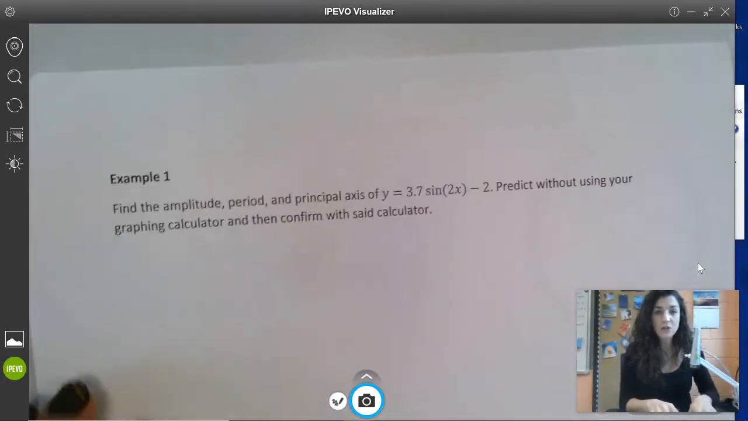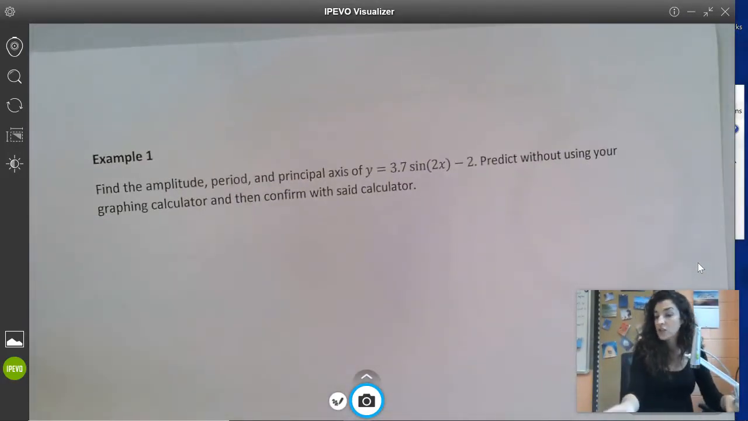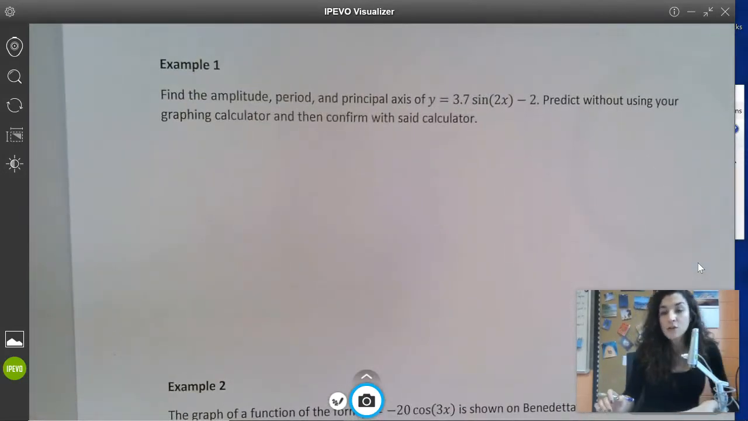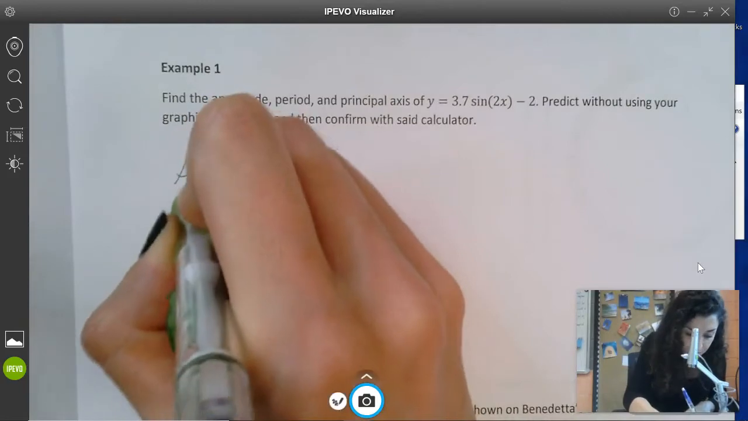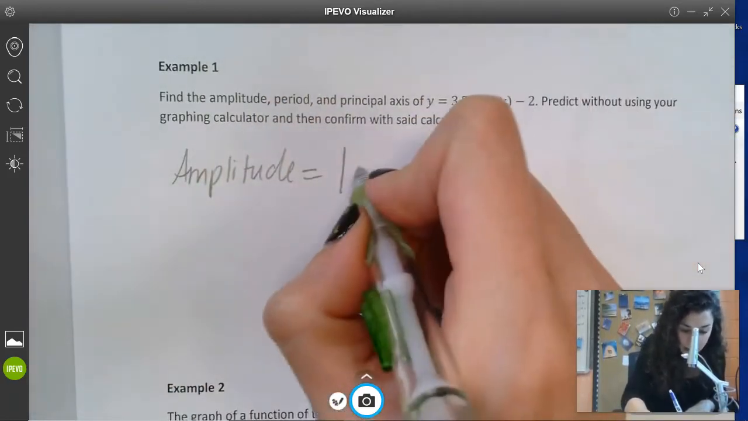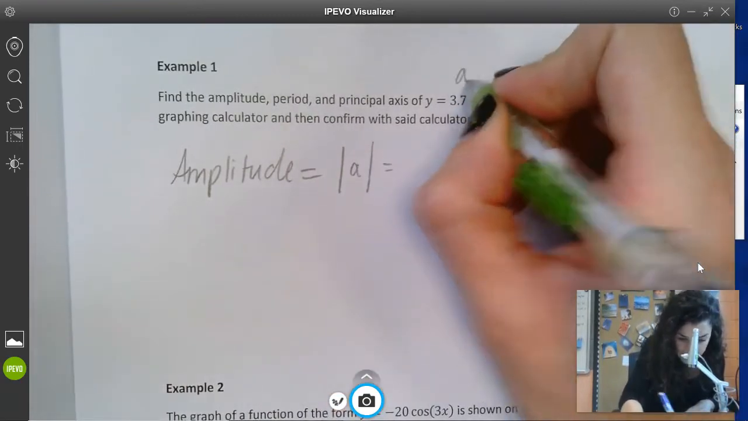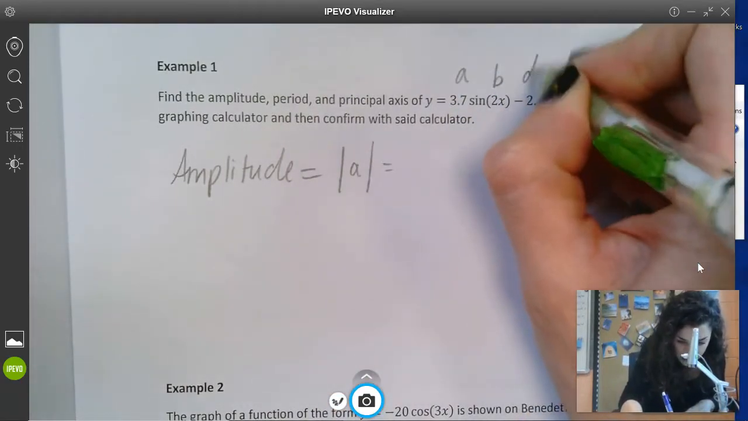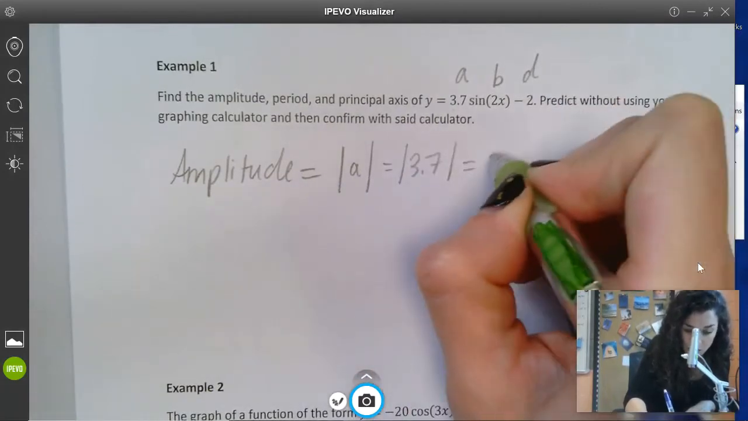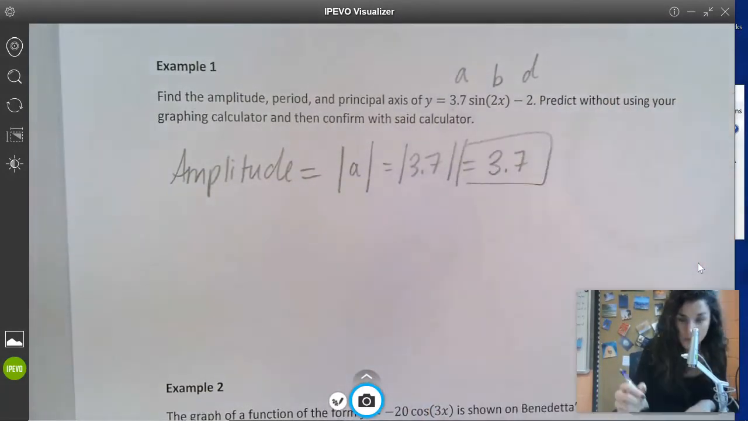I don't want to take too long on these notes, so we're just going to continue pushing through. So we're going to just look at this equation and find the amplitude, period, and the principal axis. So remember that the amplitude is always just the absolute value of A. Well, in this case, A, B, and D, right? A is 3.7. So the absolute value of 3.7 is 3.7.